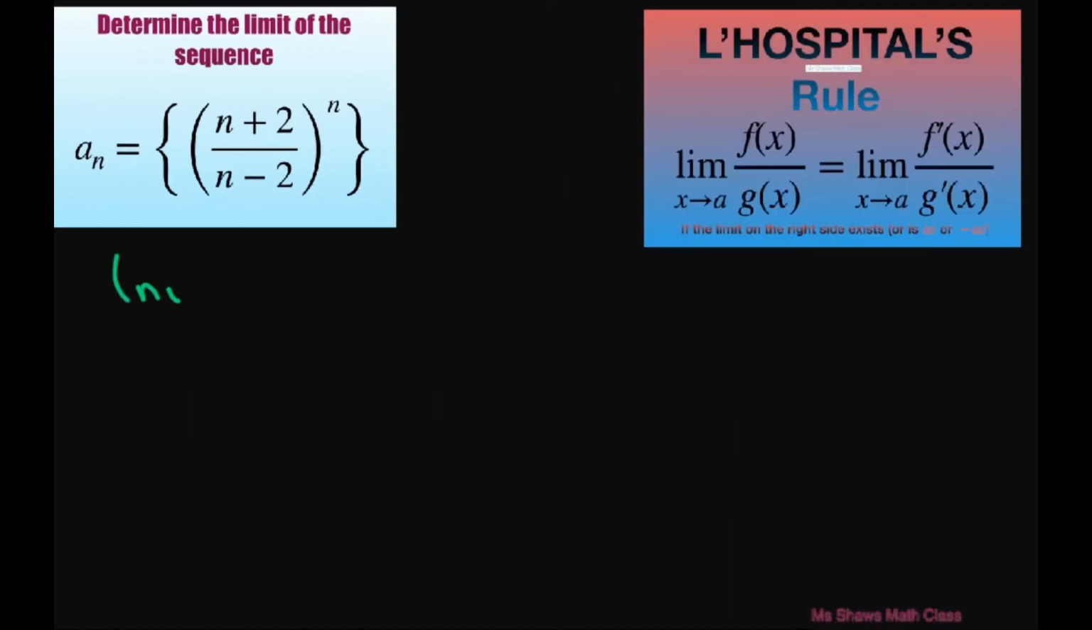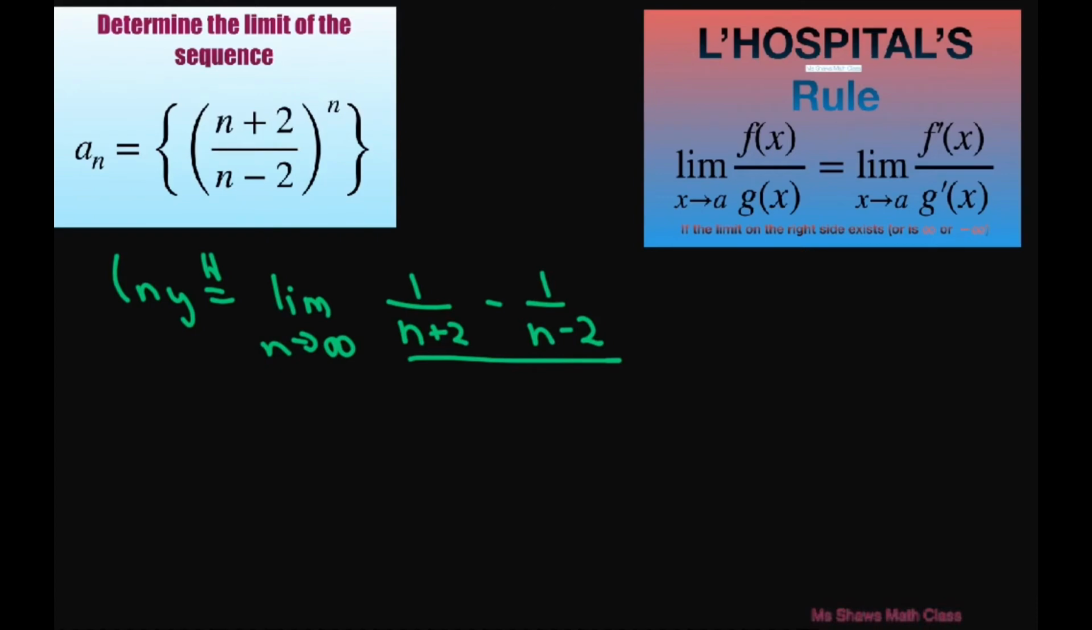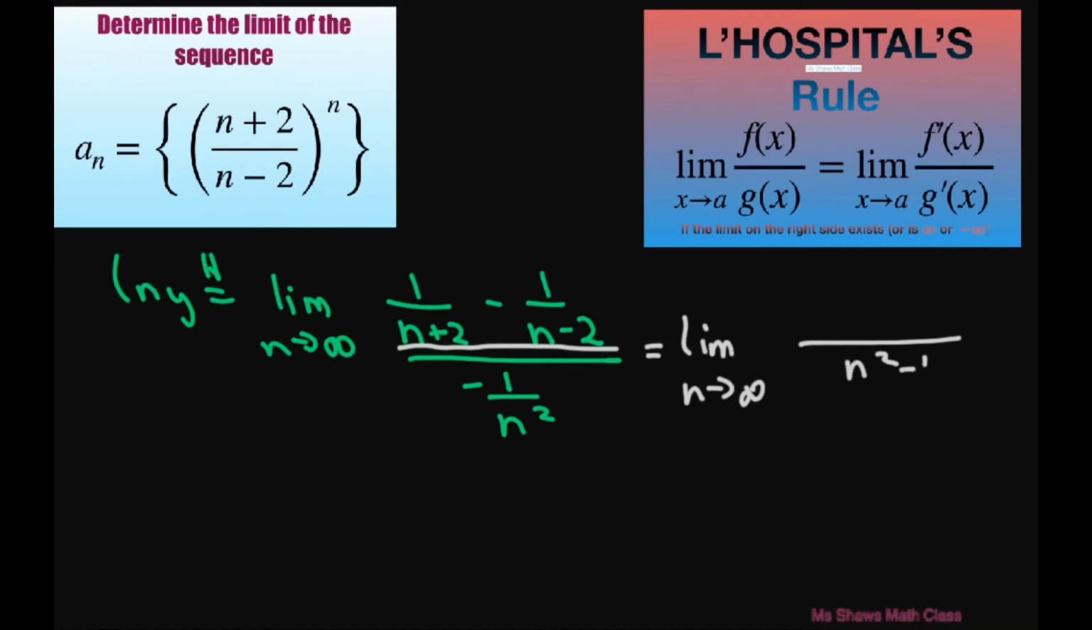So you might want to write that down and use L'Hopital's rule. So we're going to have Ln of y equals, and we're going to apply L'Hopital's rule, the limit as n approaches infinity, and then we're going to have 1 divided by n plus 2 minus 1 divided by n minus 2, all divided by the derivative of 1 divided by n, which is negative 1 divided by n squared. All right, so from here, we're going to simplify. So we have the limit as n approaches infinity, and let's get our common denominator for this. This is going to be n squared minus 4. And then go ahead and multiply these, and you're going to get n minus 2 minus n plus 2. Now this is just going to give you negative 4 when you distribute the negative here. And we still had in the denominator here negative 1 divided by n squared.